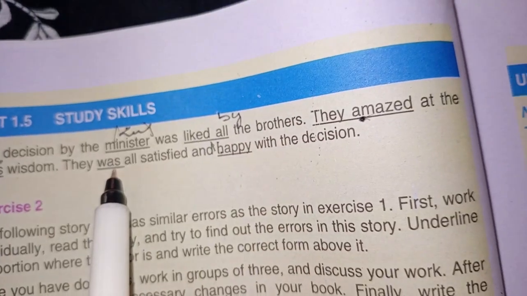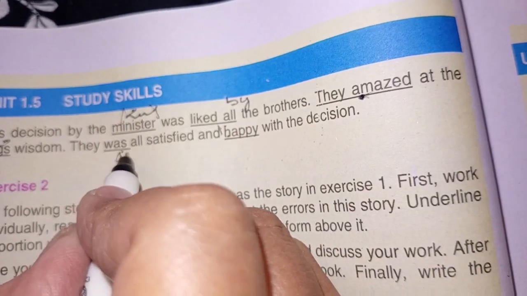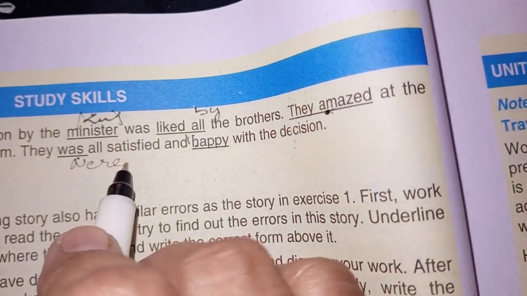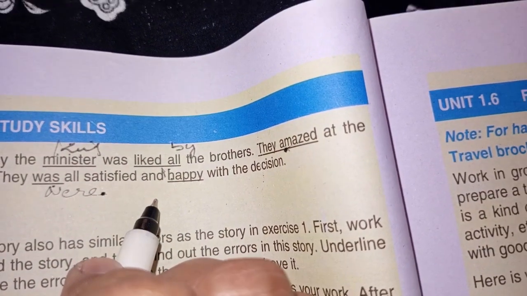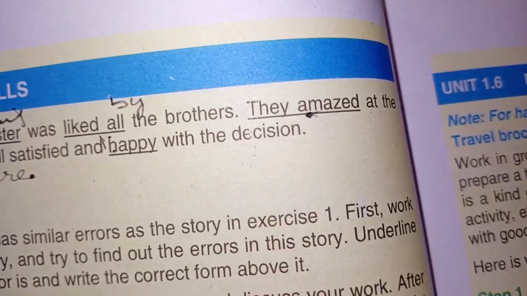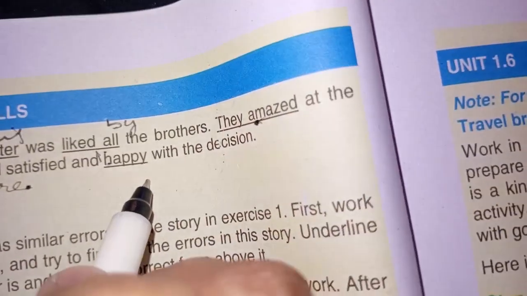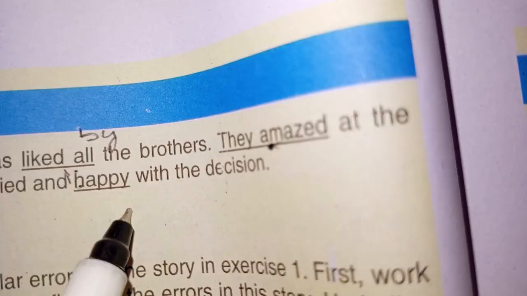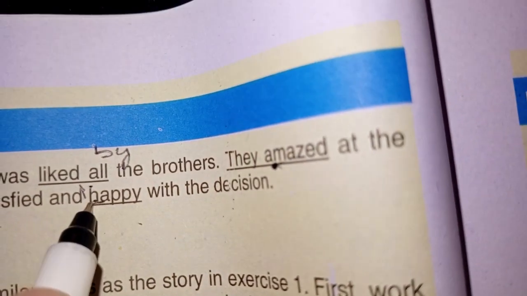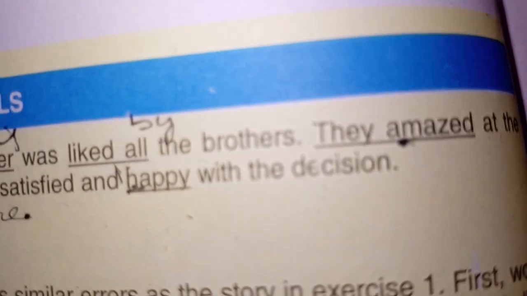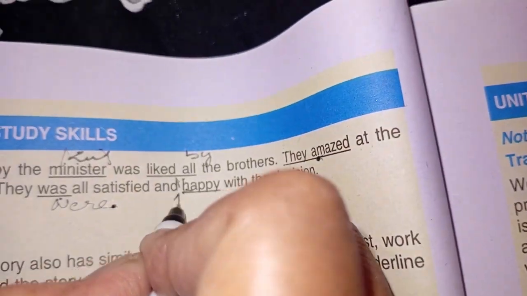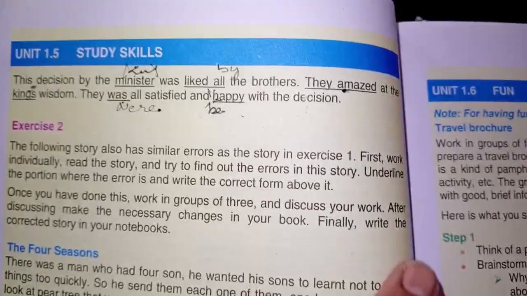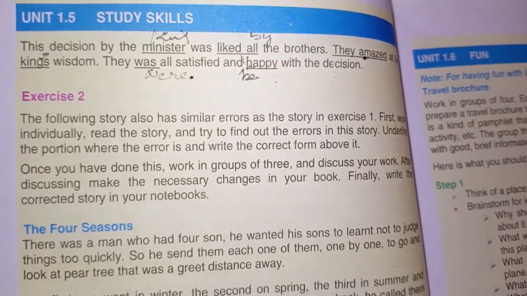They were all satisfied. A verb would be there. They were all satisfied and happy with the decision. Happy spelling, you are looking there: B is given instead of P, H-A-P-P-Y. Satisfied and be happy with the decision. B will become there. Okay, in this way you can easily find out the errors in the given exercises.